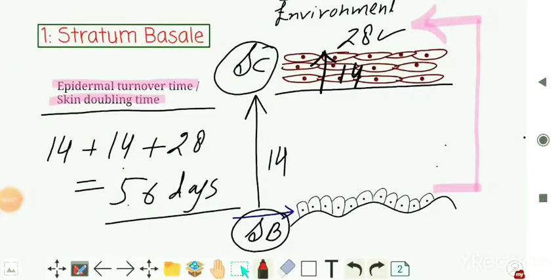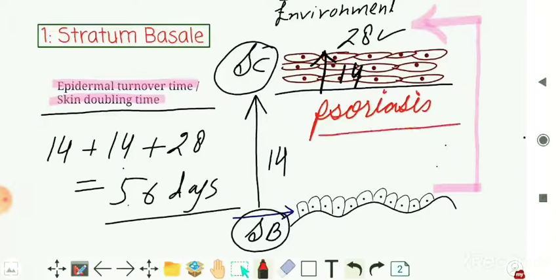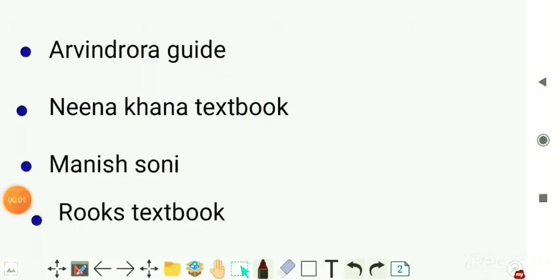There is a condition which is known as psoriasis. In this condition, the epidermal turnover time is of only 4 days. It means that the movement of keratinocytes from the stratum basale to the environment is very rapid. Right. Now there's a controversy of epidermal turnover time.